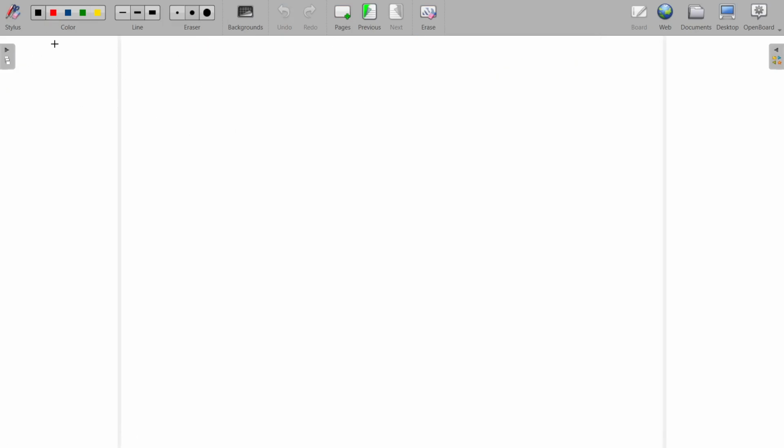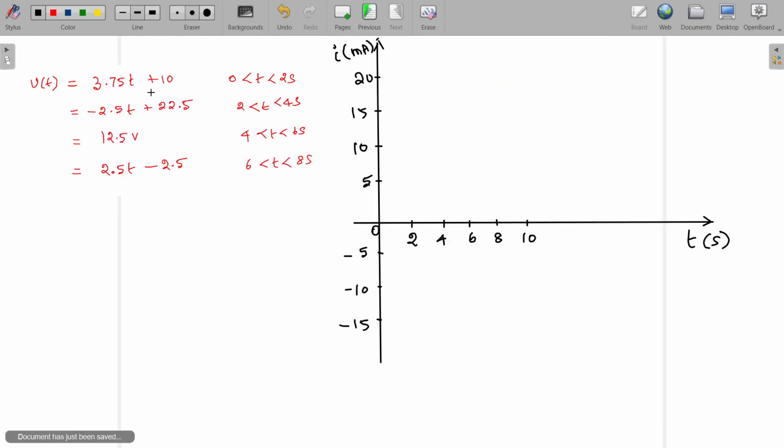So now we can write the mathematical equation for this V of t. So now we can plot this. First we'll take V of t equal to 3.75t plus 10. When you put 0 for t, you will get 10. Initially in the problem it is given that V of 0 is equal to 10, right? So here itself we can mark the 0 time period, the value is 10. So we mark this first one.